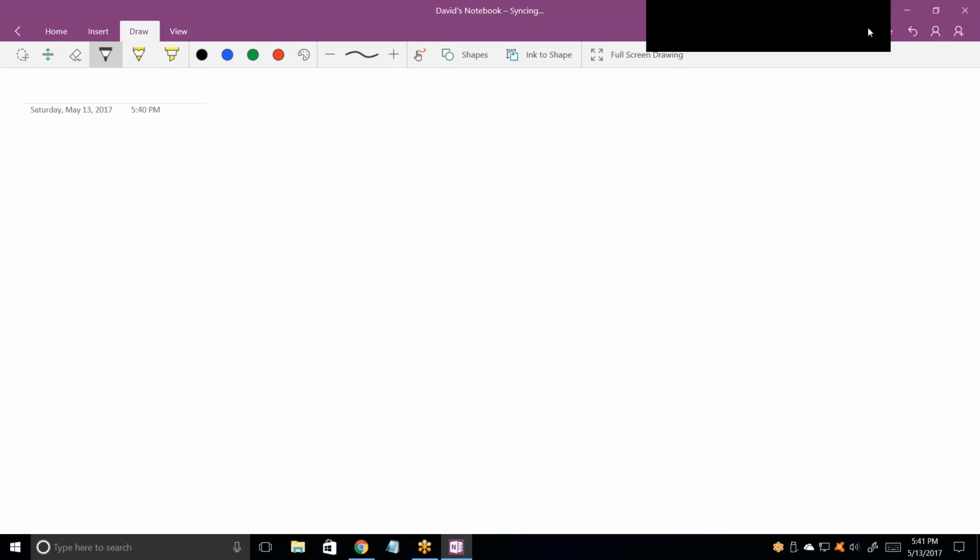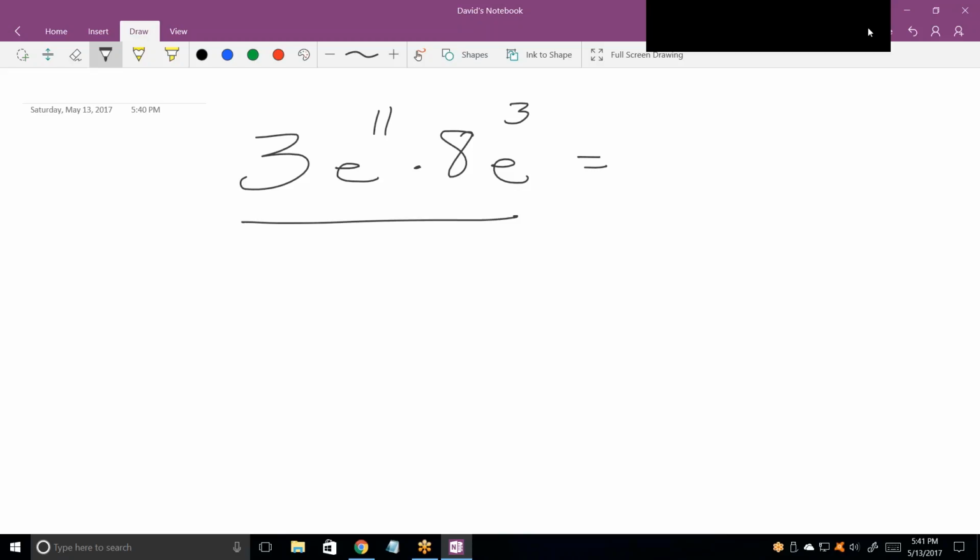There's this one that's 3e to the 11th times 8e to the 3rd, over 12e squared. Do the numbers first. There are multiple paths you can go here, but let's do the numbers first. What's 3 times 8 divided by 12? Would it be like 2 on the top?